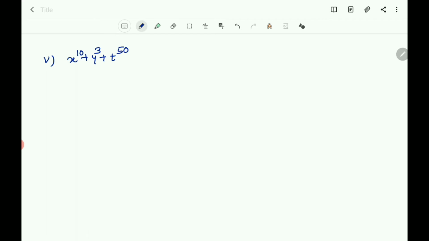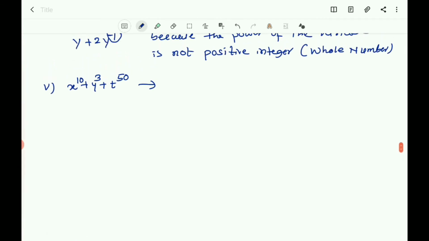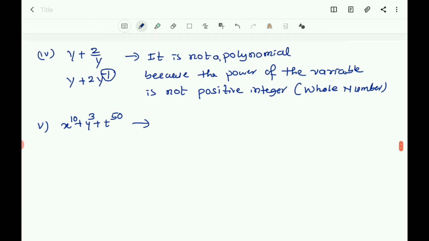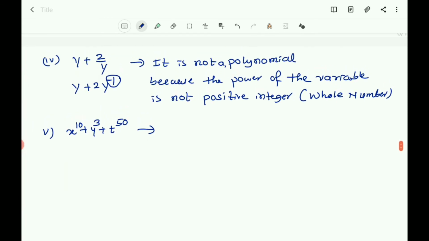Here, as we have to find the polynomial in one variable, we have to check whether it is a polynomial in one variable or not. So here there are three variables, therefore it is not a polynomial in one variable, but it is a polynomial.